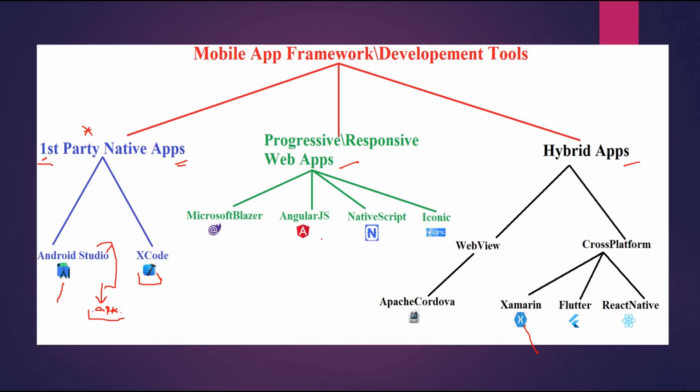Later on we will see there are many other tools, and using all these tools, as well as using Xamarin and Flutter and React Native, we can develop an APK or IPA, right? And that APK is going to install in an Android operating system, and IPA is going to install in an iOS operating system, right? But that operating system is not built by them. That operating system is built by Google or Apple, right? So in this case, they don't make it into this list of first party native apps, right?